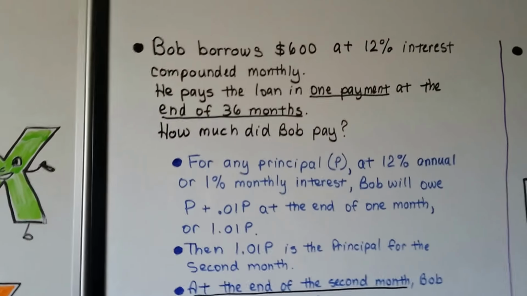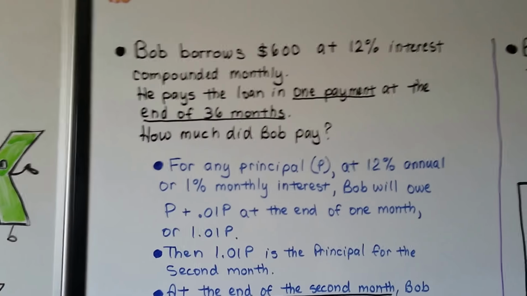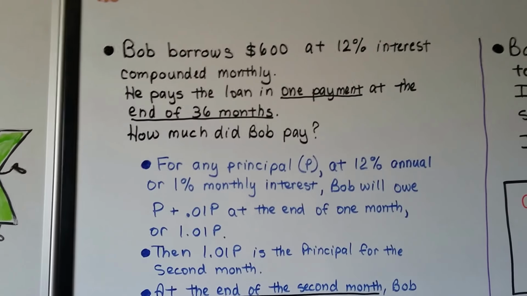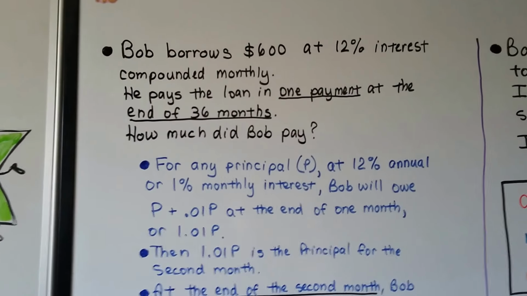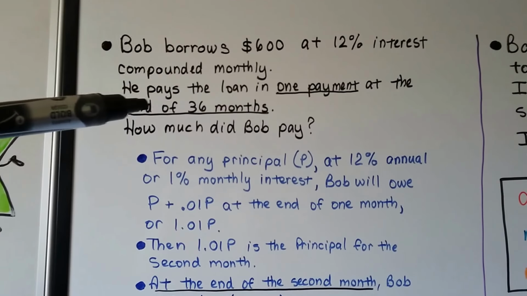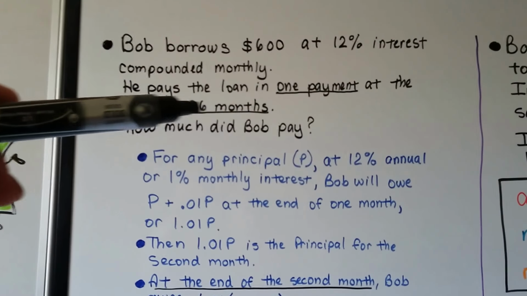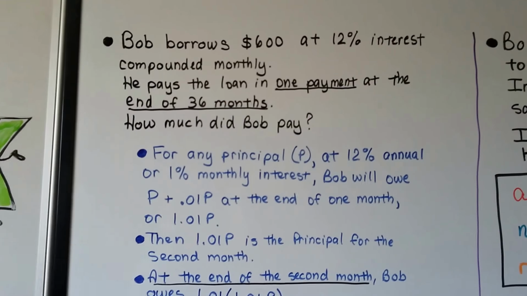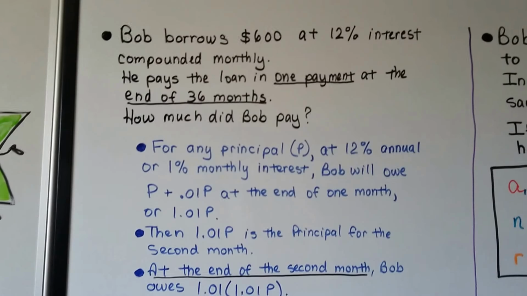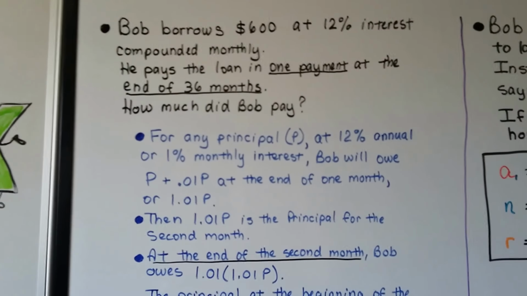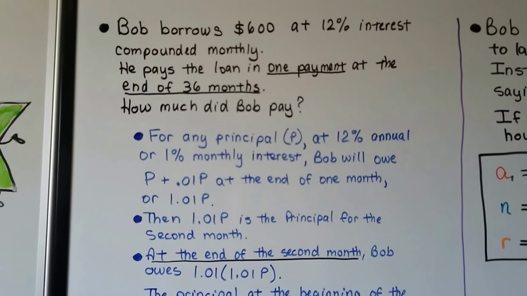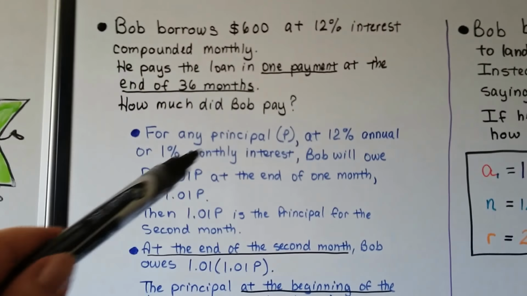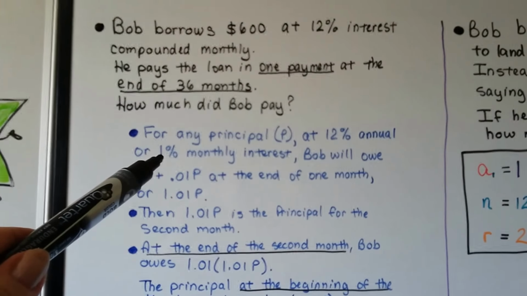Bob borrows $600 at 12% interest compounded monthly. He pays the loan in one payment at the end of 36 months. So that's 3 years, isn't it? And he's paying at the end of 36 months. So that means he was charged interest for that month because he's paying at the end of it. Okay, so think of it that way. We need to find out how much Bob paid. So for any principal P at 12% annual, and there's 12 months in a year, so that's going to be 1% monthly interest, isn't it?